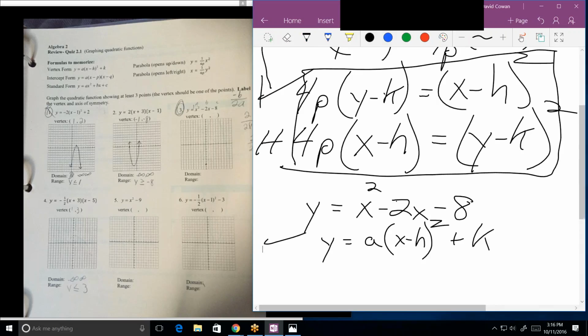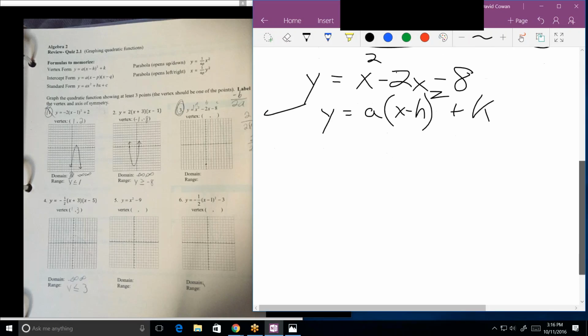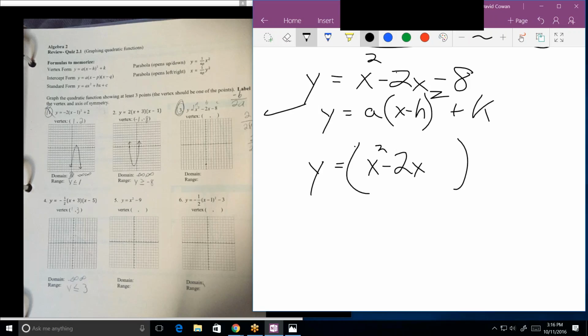Well, you complete the square. You don't use the quadratic formula. I'm not even sure I know how to do it using the quadratic formula, but I can complete the square. Well, how do you complete the square? Well, you isolate the x squared and the x term. So we make it like this. Put parentheses around it, leave room to complete the square, and put that -8 out here.